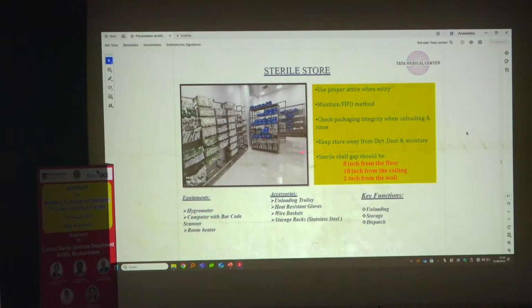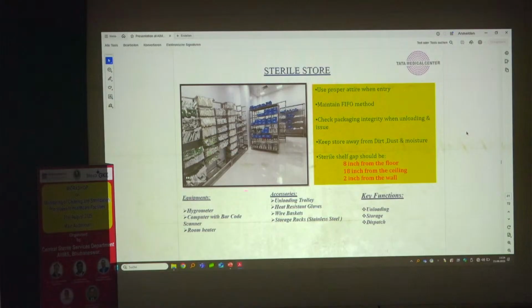In the sterile store, proper attire should be used. I have already told you about this when I spoke about the anteroom. You maintain the FIFO method, first in first out. Check packaging integrity when loading and when unloading, and keep the sterile storage free from dust and moisture. And the sterile shelf placement is as per the guideline: 8 inch from the floor, 18 inch from the ceiling, and 2 inch from the wall. It is required.